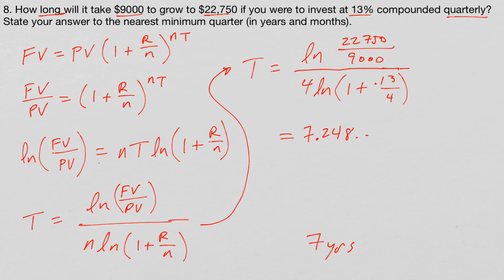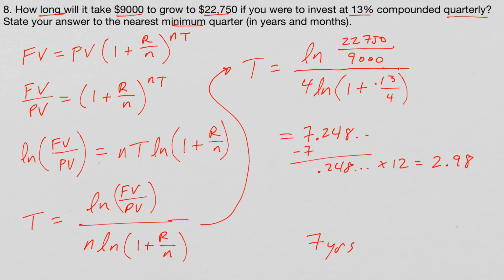Now to figure out how many months, I'm going to subtract out my 7 to leave me with this 0.248 with all that stuff after it and multiply by 12. And I get 2.98 months.